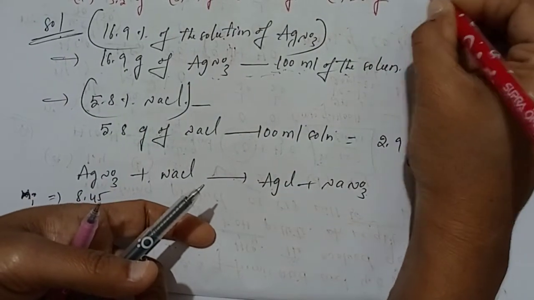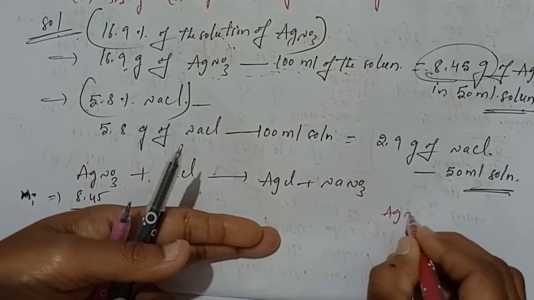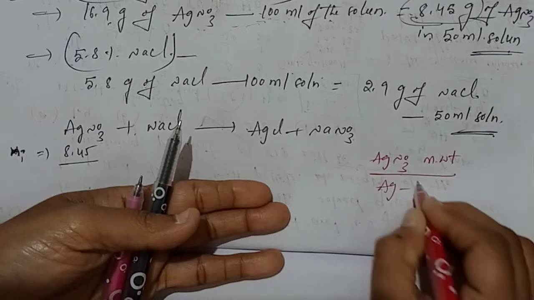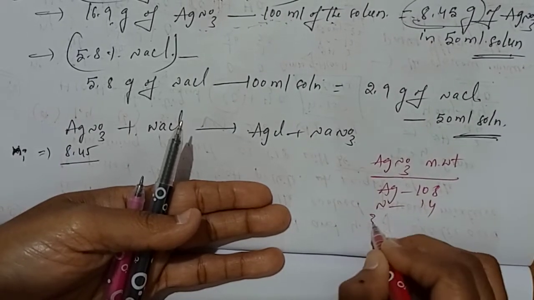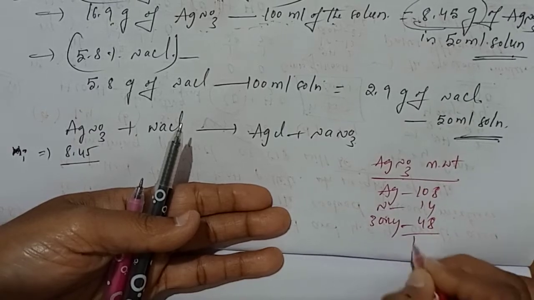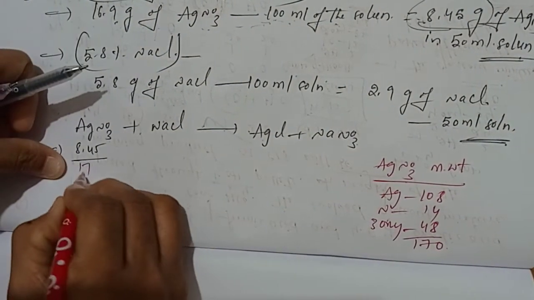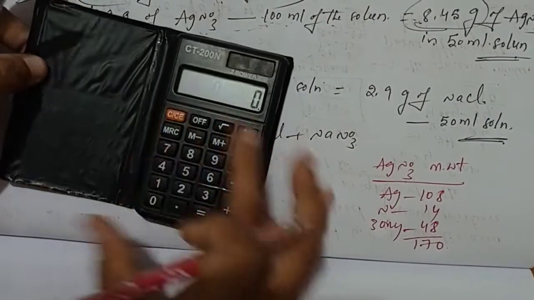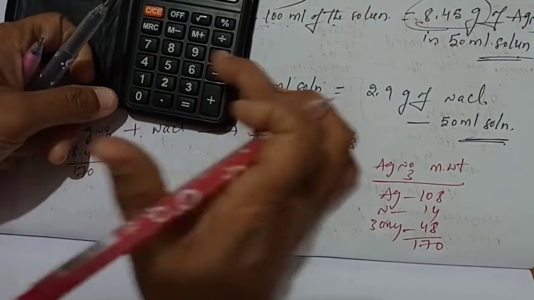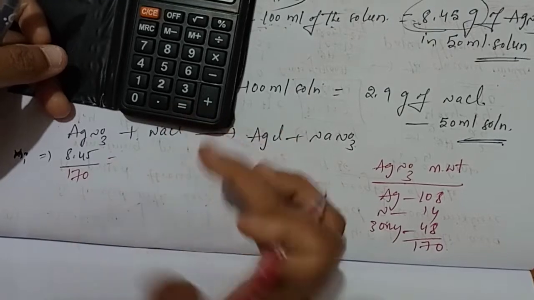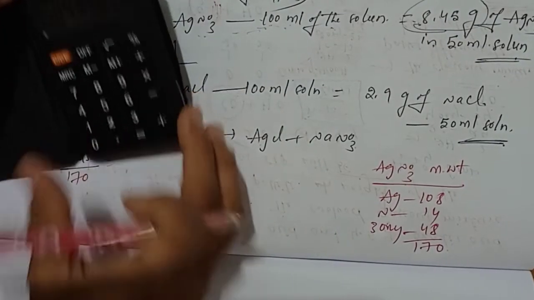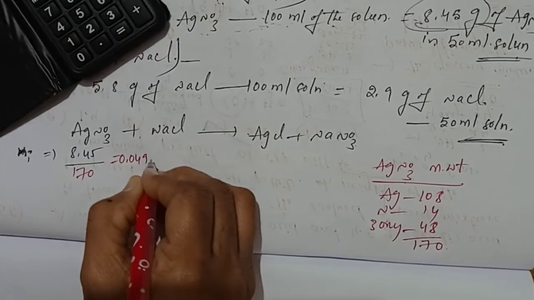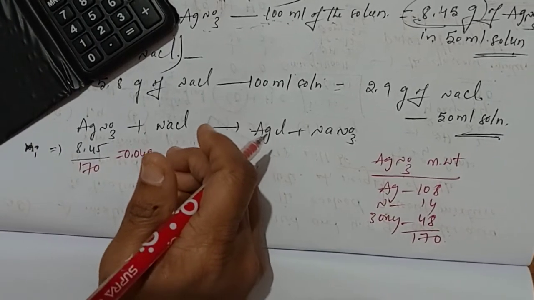See here how to find it. AgNO3 molecular weight: silver 108, nitrogen 14, 3 oxygens 48. So total is 170. So 8.45 by 170. 8.45 divided by 170 is equal to how much? 0.049 moles. Correct? This is the initial number of moles we calculated.